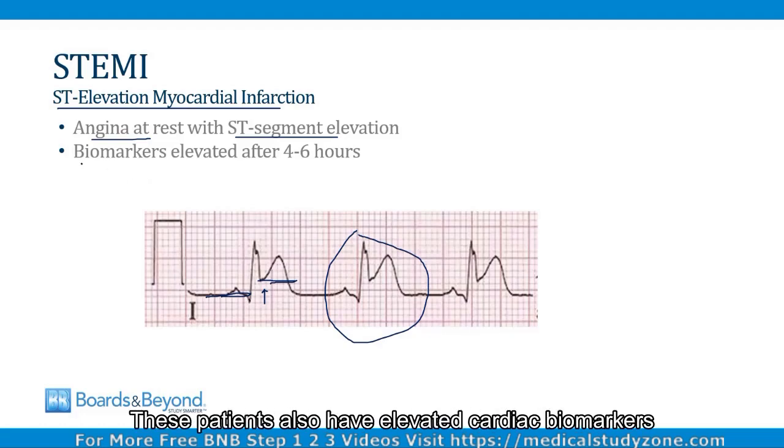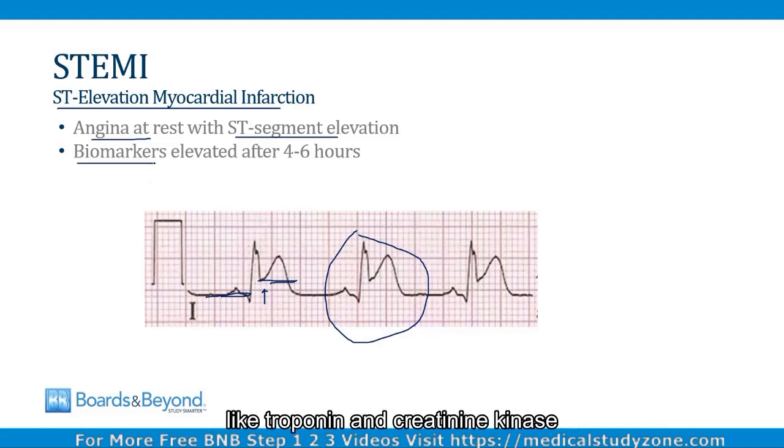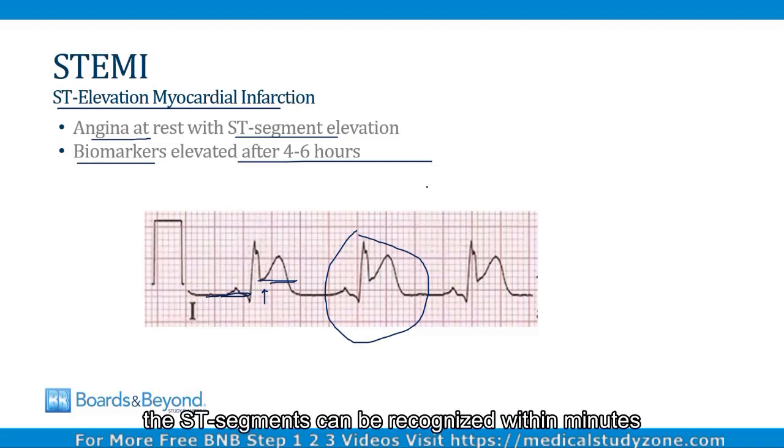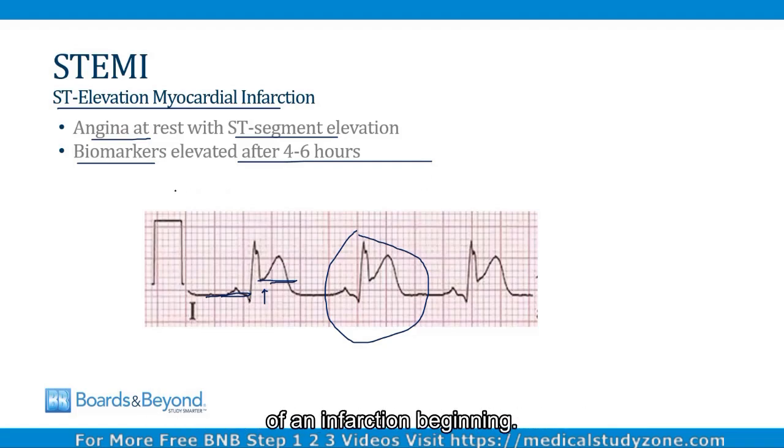These patients also have elevated cardiac biomarkers like troponin and creatinine kinase, but this doesn't occur until about 4 to 6 hours after the infarction starts. The ST segments can be recognized within minutes of an infarction beginning.